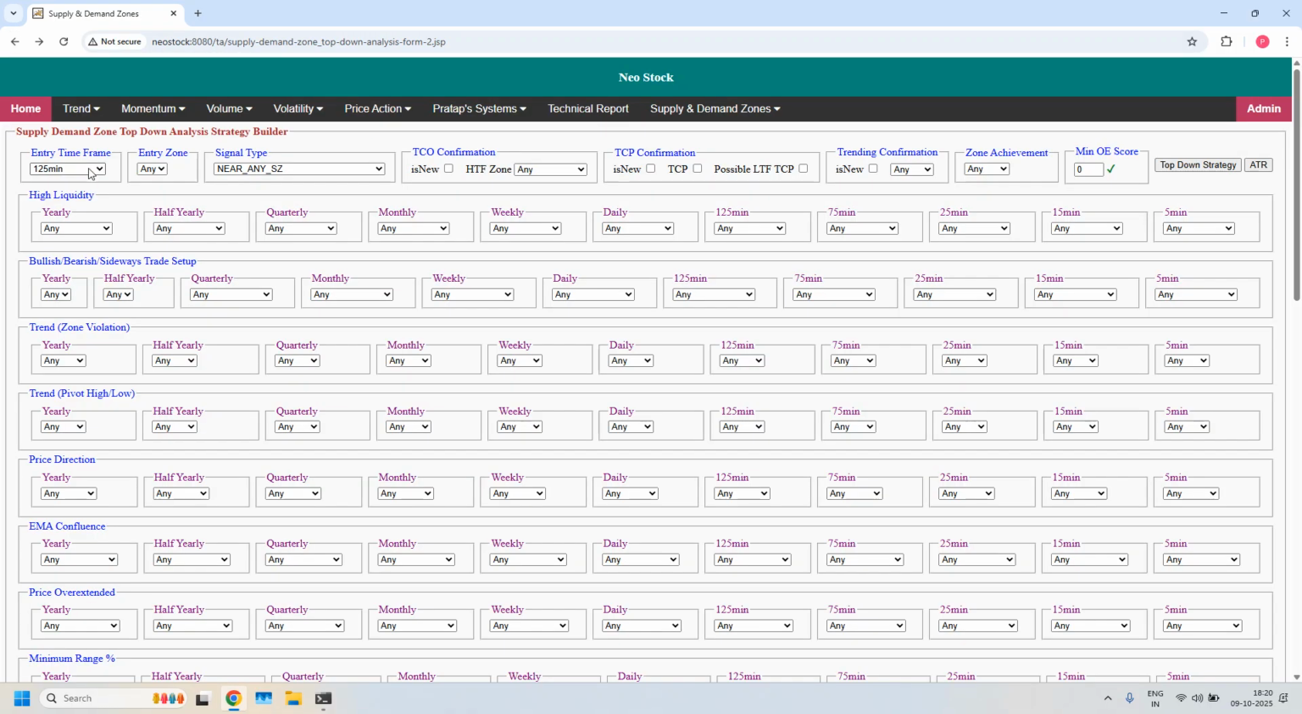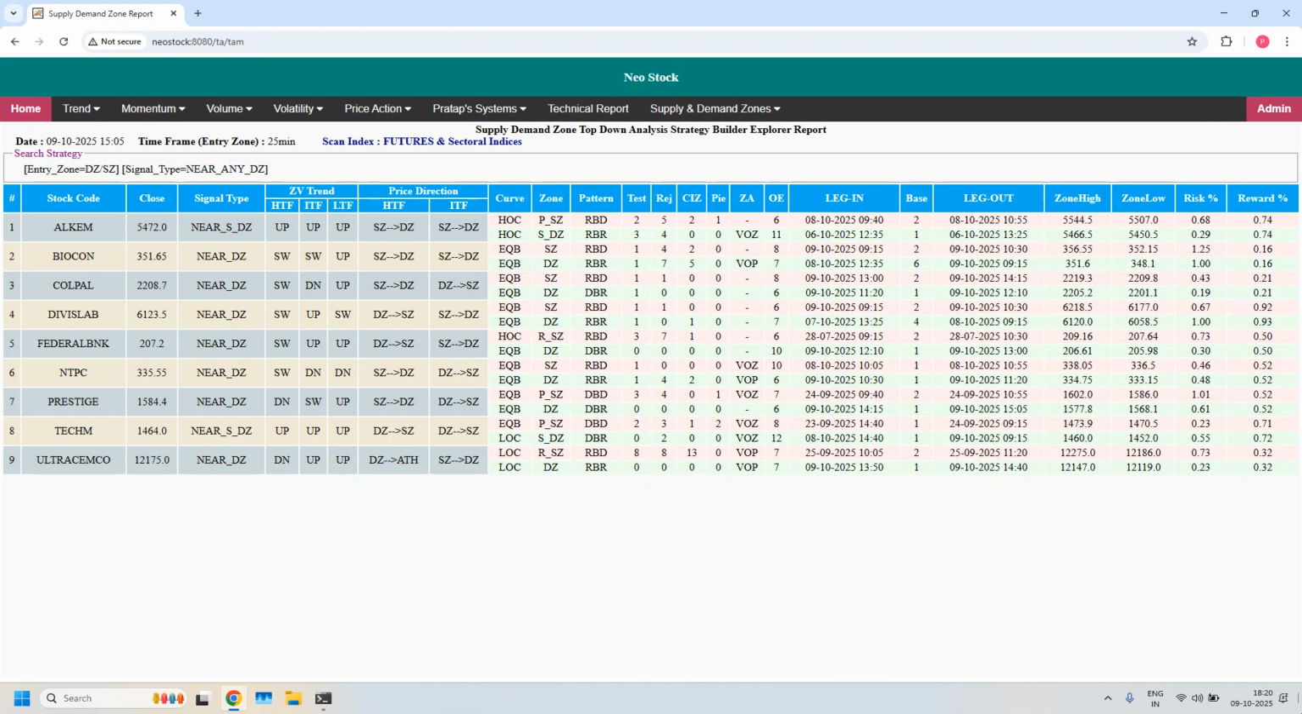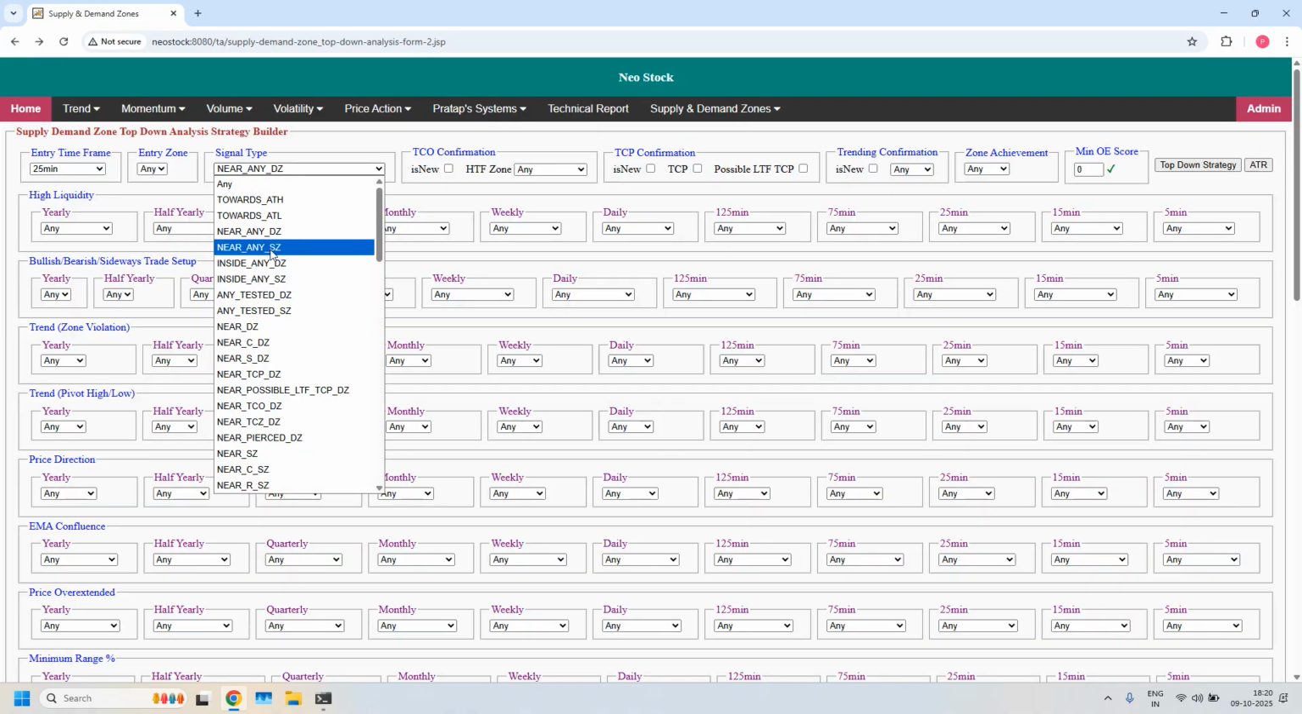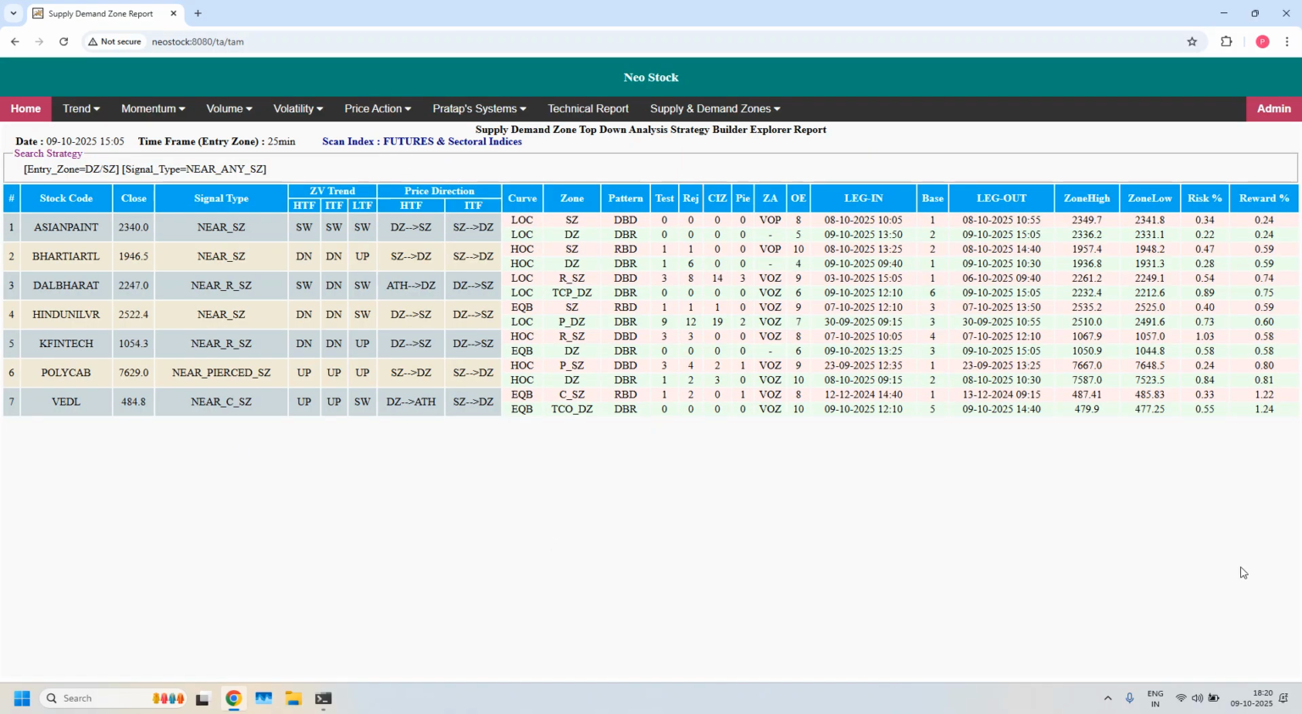Next time frame, 75 minutes, already generated. So 25 minutes time frame: stocks near 25 minutes demand zone, we got 9 stocks. Next, stocks near 25 minutes supply zone, we got 7 stocks.